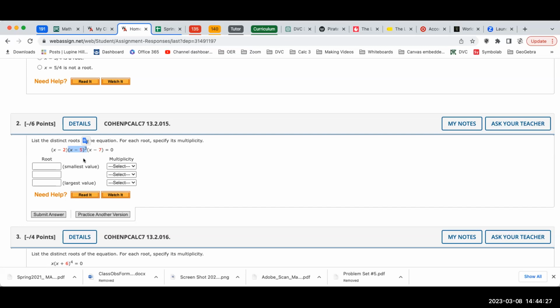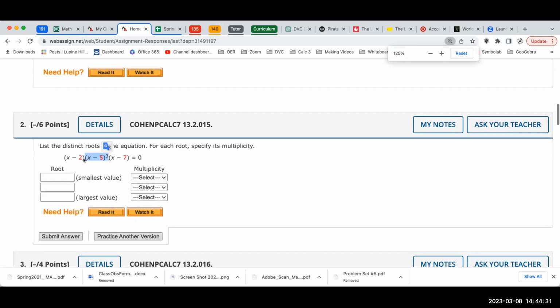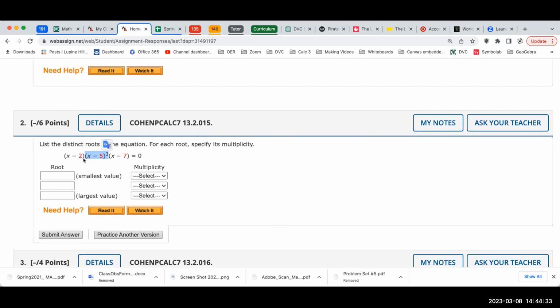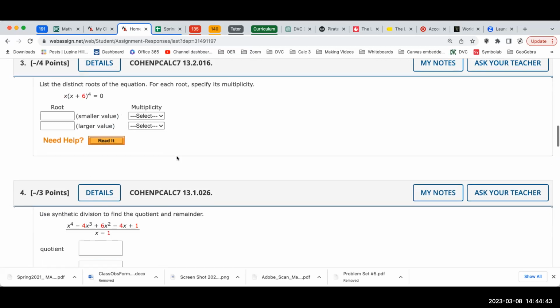Yeah, Rohan. The multiplicity of the root corresponds to the power of its linear factor. Yeah, okay, but then I want to go down towards the bottom.